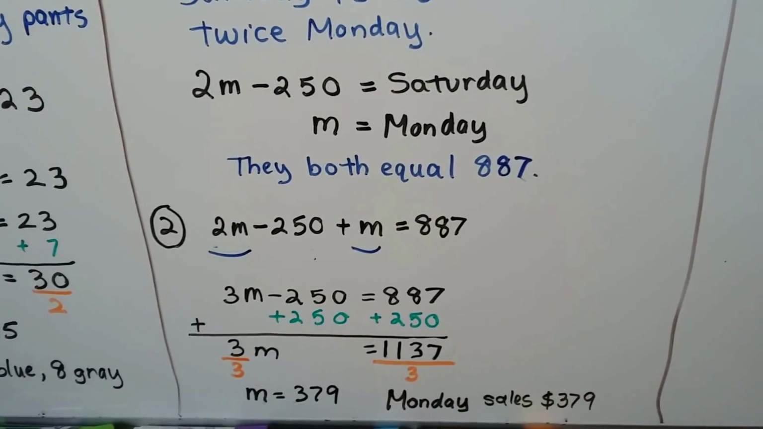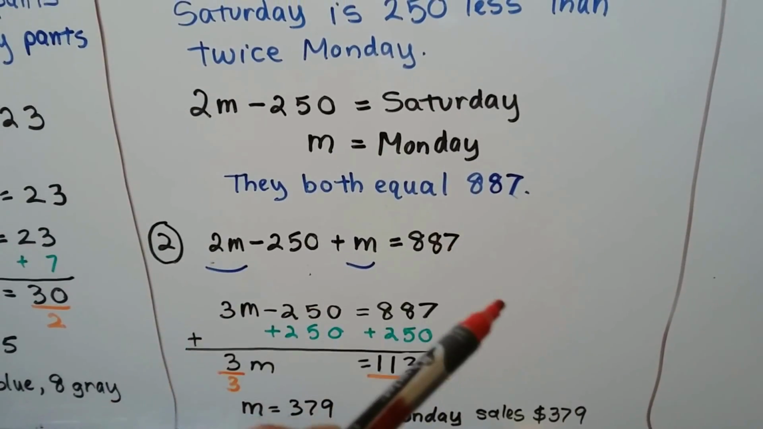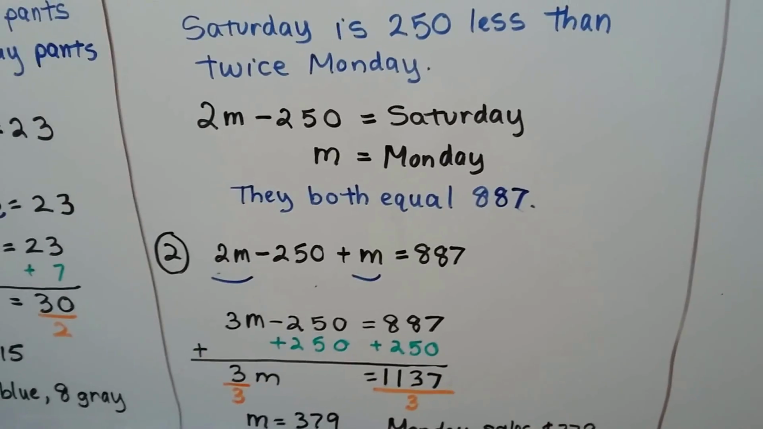We can actually figure out Saturday's sales by subtracting it from the 887, couldn't we? To see what's left over, that would be the Saturday ones, all right?